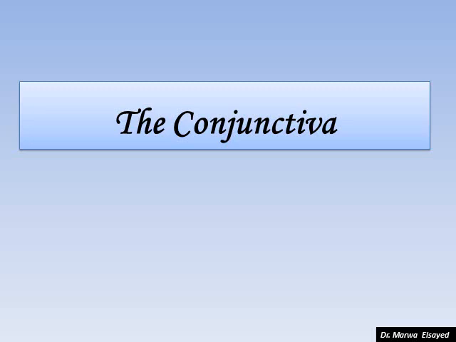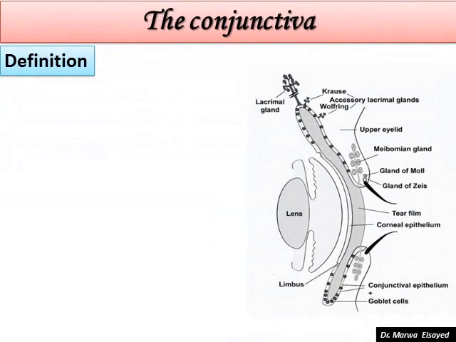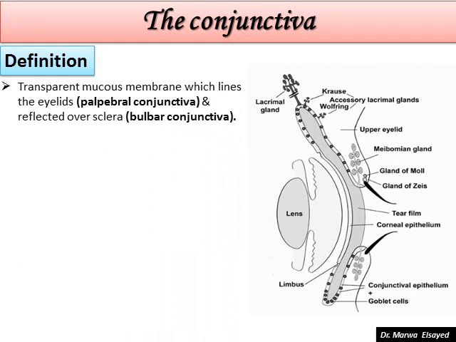The conjunctiva. The conjunctiva is a transparent mucous membrane. This transparent mucous membrane lines the eyelids, and here it is called palpebral conjunctiva. And also it covers the eyeball and this part is called bulbar conjunctiva. The reflection of palpebral conjunctiva to the bulbar conjunctiva is called conjunctival fornix, either superior fornix or inferior fornix of the conjunctiva.